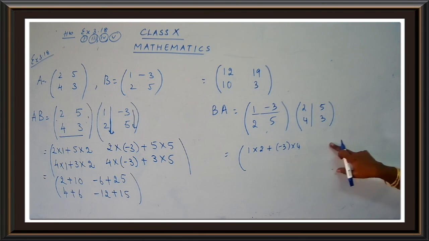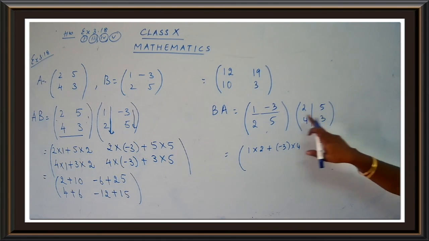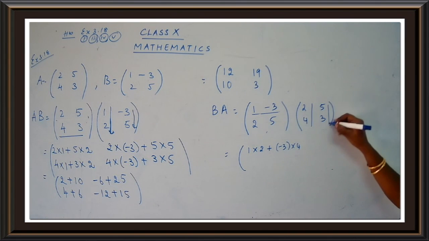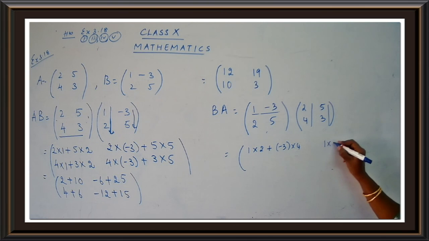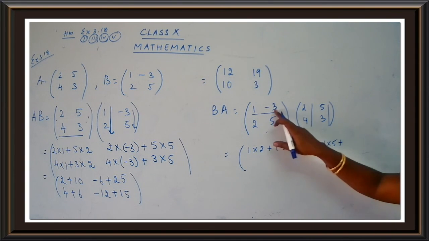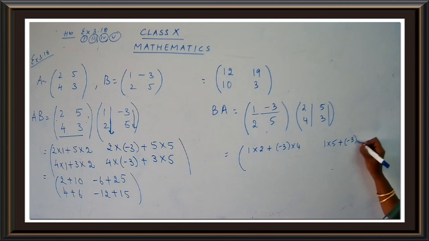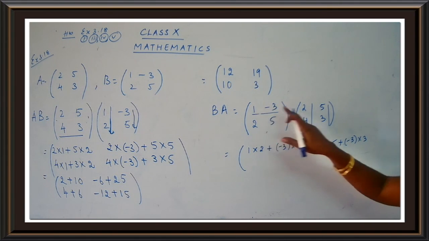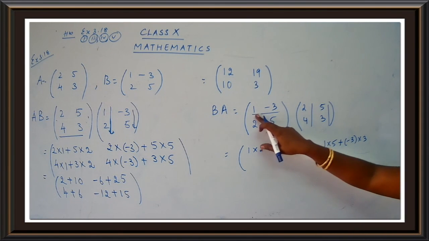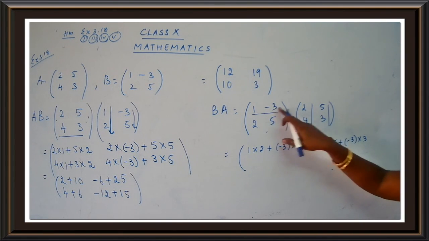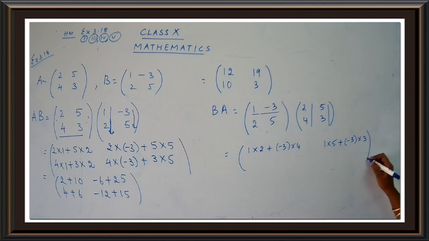Give a space because we have one more column. So first row, second column. 1 into 5. Next number. Plus, the main sign is plus. Minus 3 into 3. 1 into 2 plus minus 3 into 4. 1 into 5 plus minus 3 into 3.